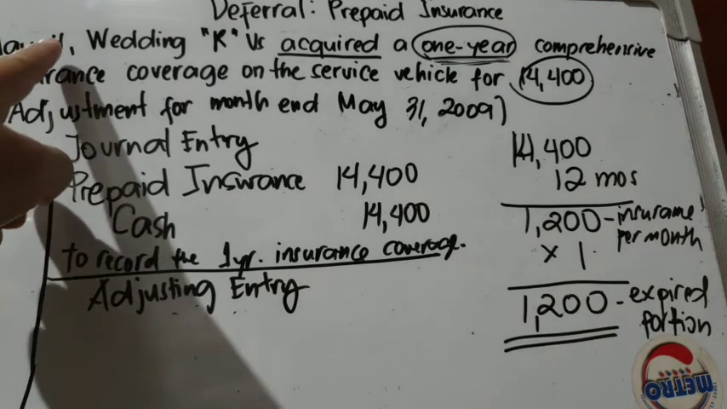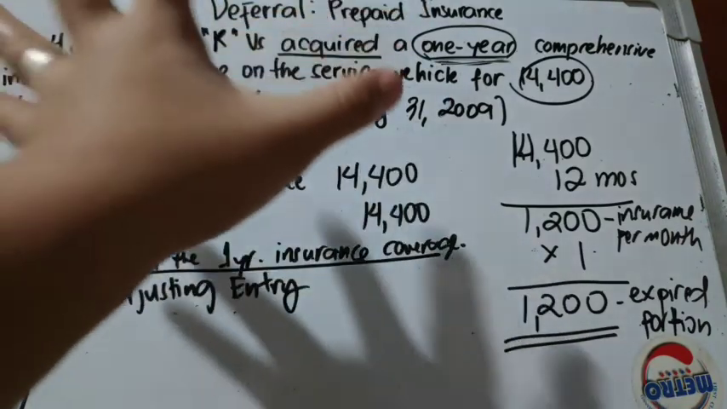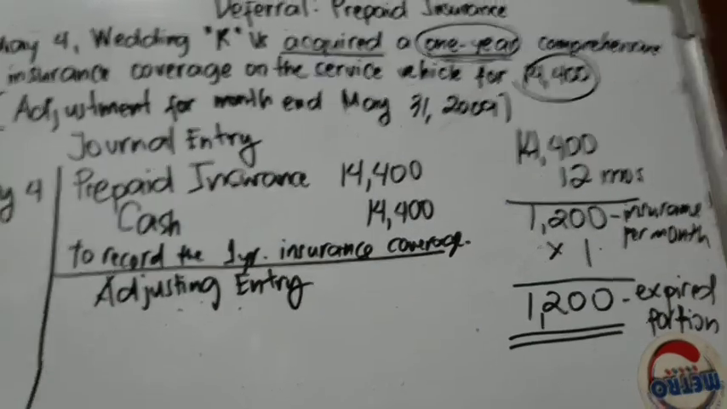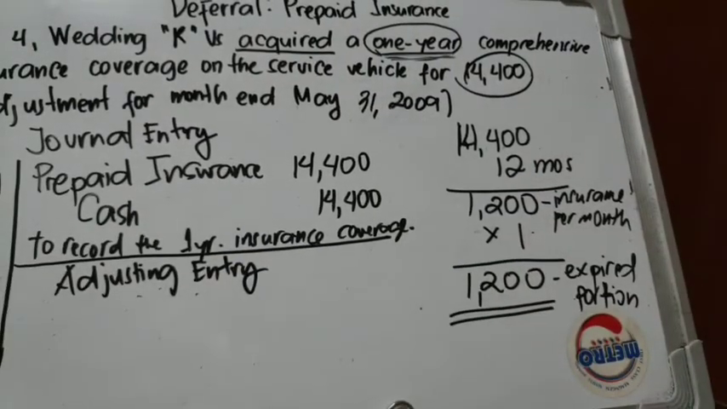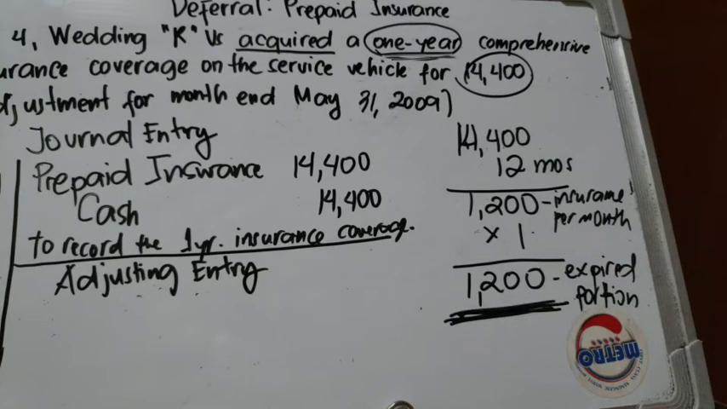Why did May 4 to May 31 become 1 month? It is classified as 1 month because it is enclosed in one month, which is the month of May. So what will be your entry? You've already computed the expired portion, or the used portion. As I said earlier, the amount you put in your adjusting entry is the expired portion of your prepaid rent and prepaid insurance, or in short, the used portion.